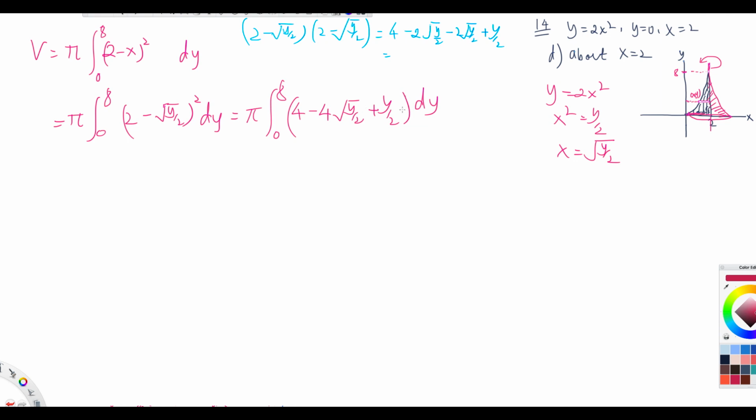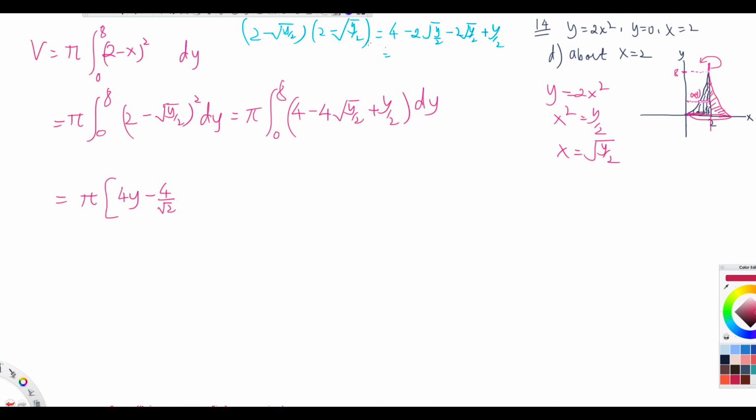So how much would that be? Let me write down here, pi, and now let's integrate it. The integral of 4 is 4y, minus 4 over root 2. What is the integral of root y?